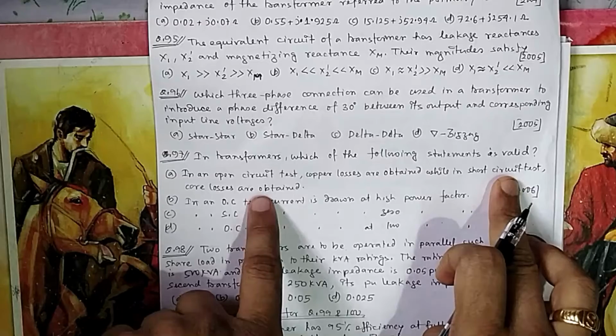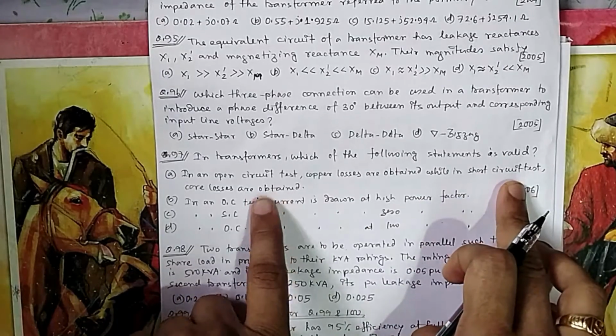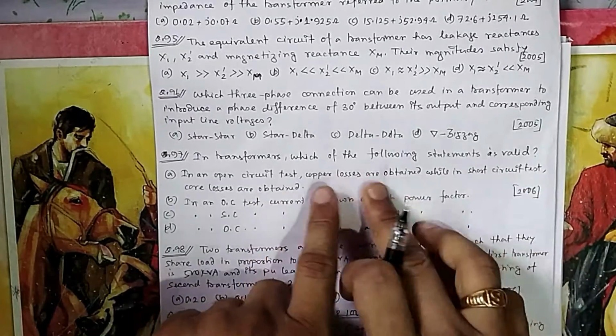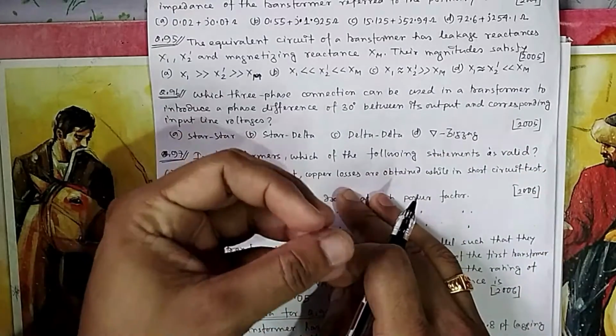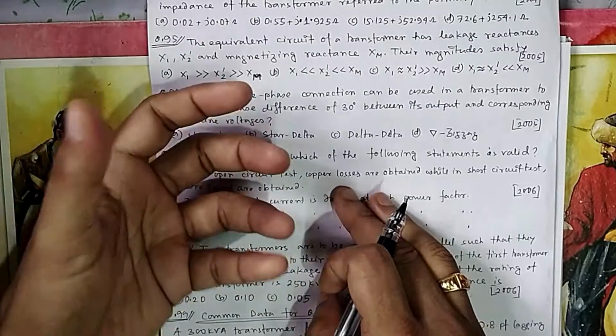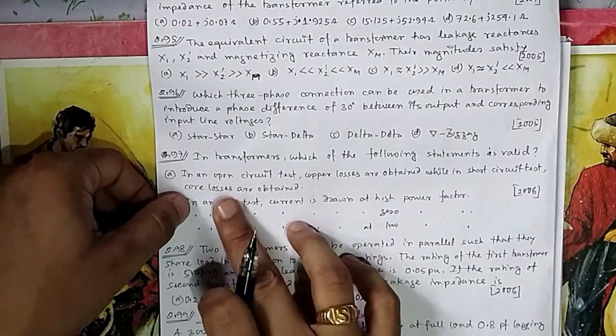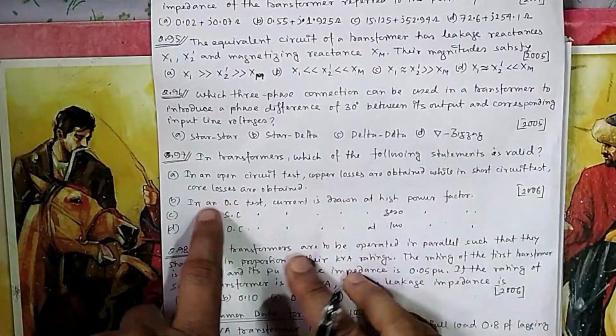And while in short circuit, core loss is obtained. Short circuit means maximum current is flowing. So it is just the reverse of what they have given. In open circuit test, no current is there, it is just the current for magnetization and the core, that is eddy current and hysteresis loss. So in open circuit we get core loss, in short circuit we get copper loss. It is just reverse, so it is not the correct answer.